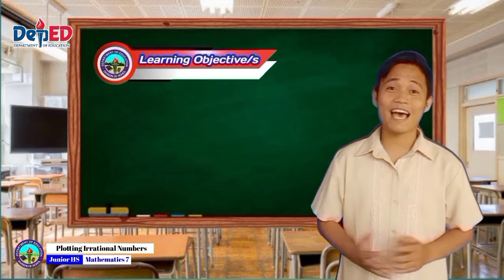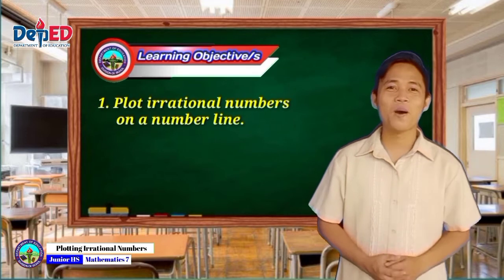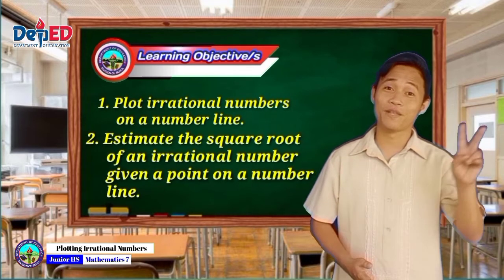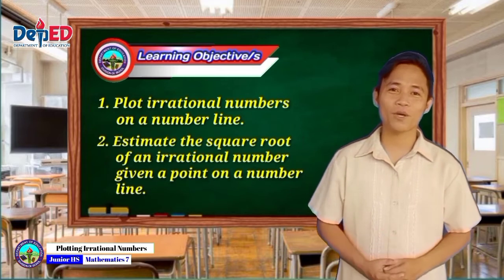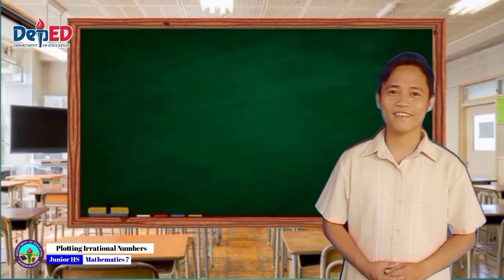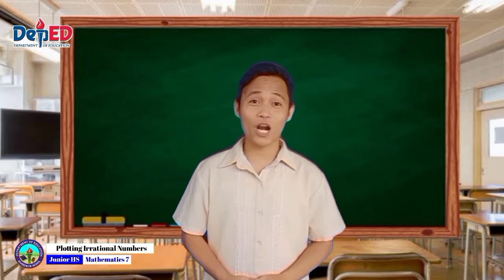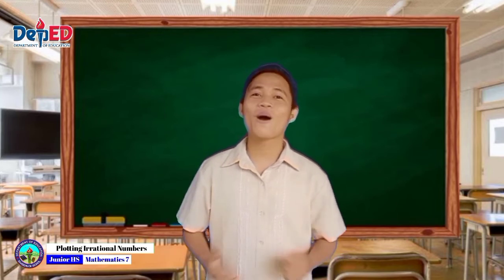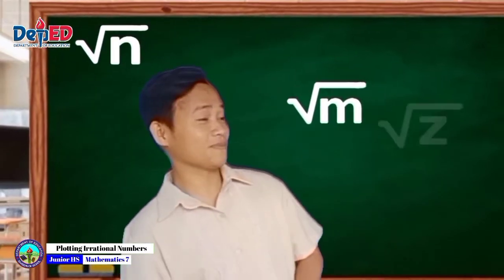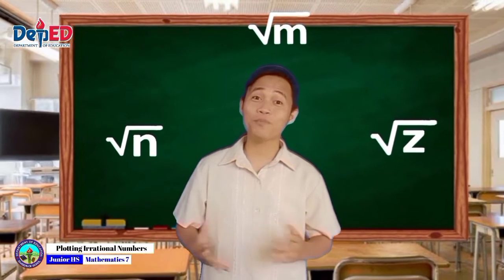Learning objectives. At the end of this lesson, you are expected to: 1. Plot irrational numbers on the number line. 2. Estimate the square root of an irrational number given a point on a number line. Now, how do you think we are going to plot the square roots on the number line? You will find this out in the activities that we prepared for you.